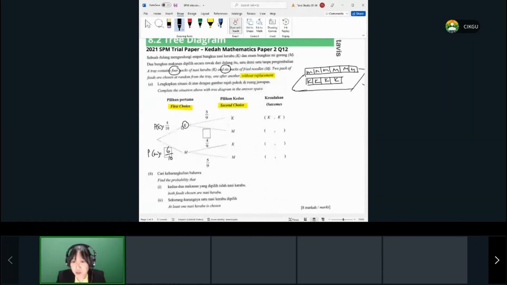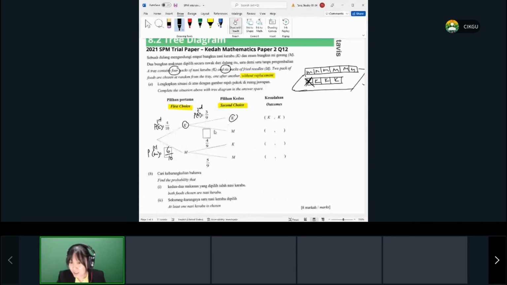Let's look at this branch. What does this 3/9 mean? The first choice, you already picked a kerabu out. That means this kerabu is no more. The second choice, you still want to pick a kerabu. So now you are only left with 3 kerabu out of 9 packets. That's why 3/9. This one is the probability of picking a kerabu again for the second try. This one is the first try.